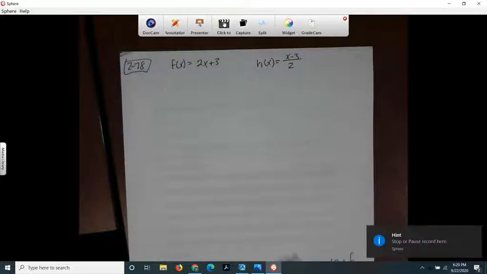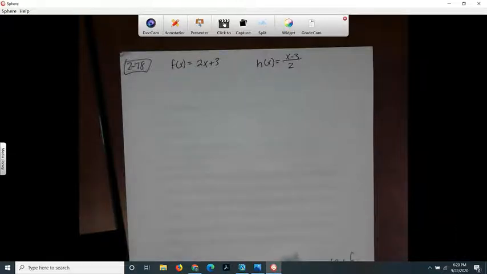Here's pre-calc, problem number 2-78. It says let f of x equal 2x plus 3 and h of x equal x minus 3 over 2. Use function composition to determine if f and h are inverse functions. How can you check your answer graphically?